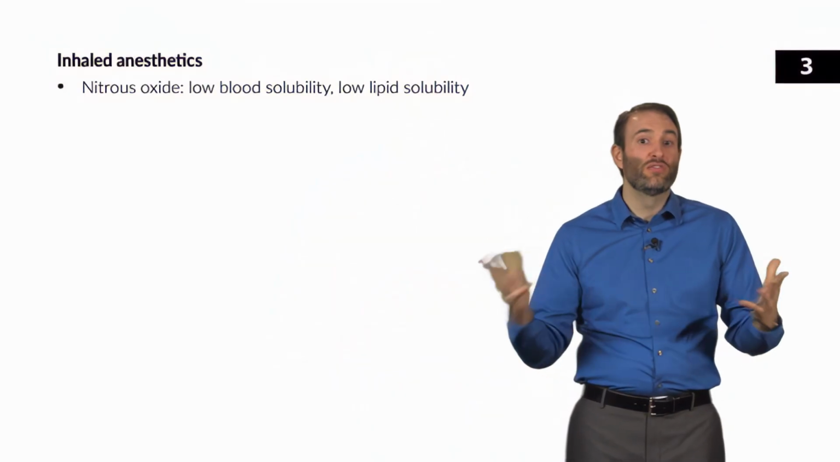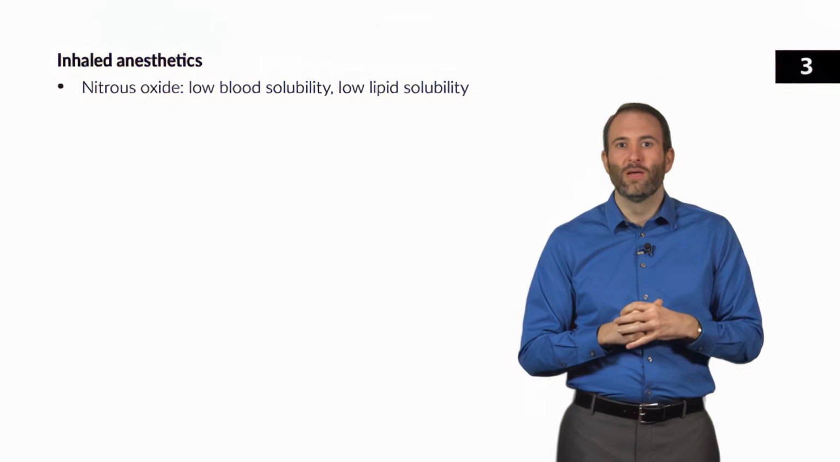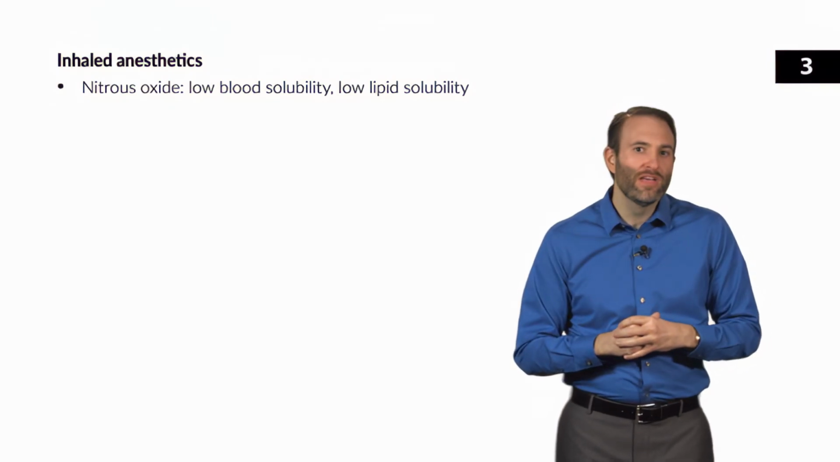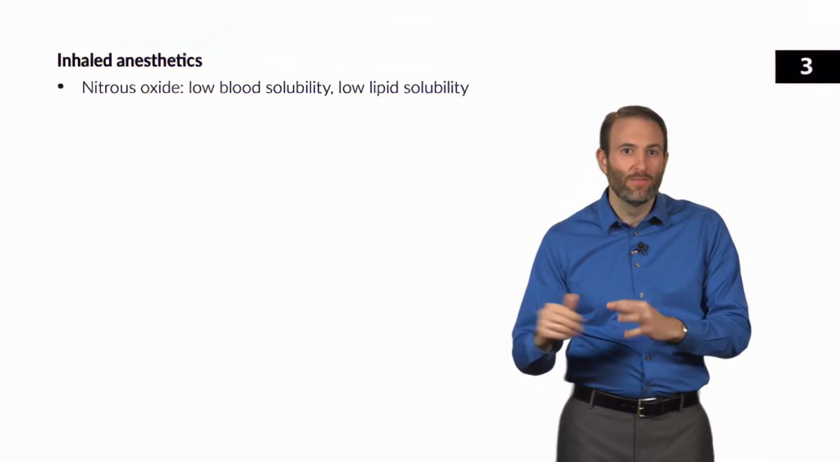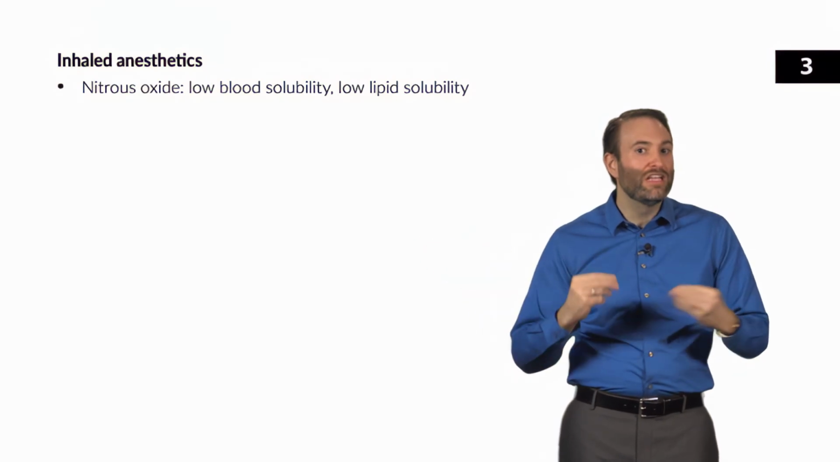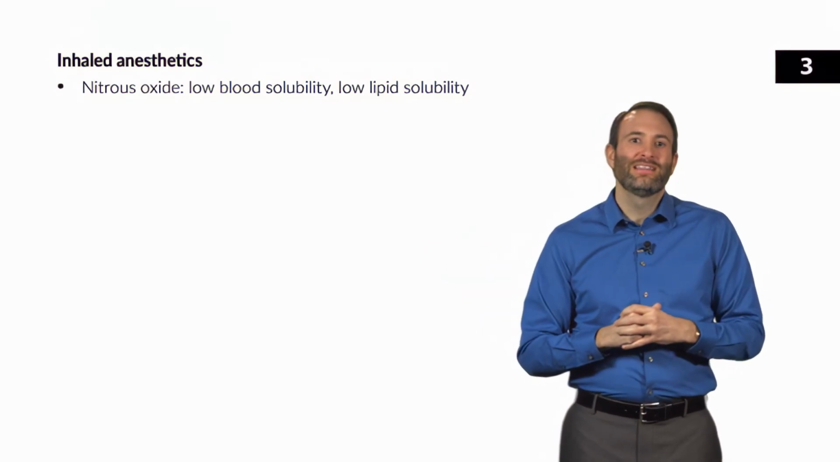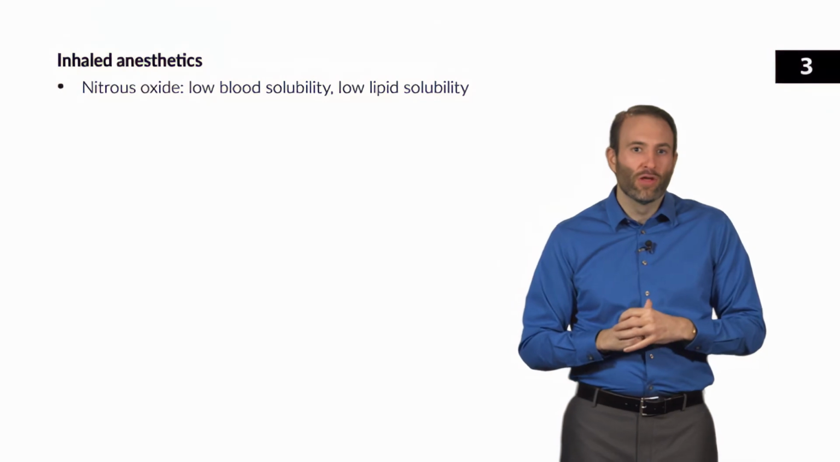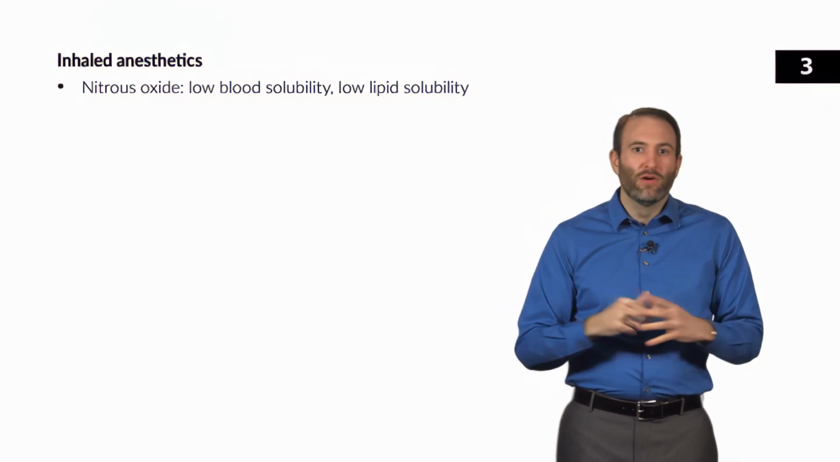So let's go through a few of these in more detail. So first, let's talk about nitrous oxide. It's been used for a long, long time. It enters the brain rapidly because it is very insoluble in the blood. So it has no trouble getting out of the blood and into the brain. Nitrous oxide has a rapid induction and a rapid recovery time. It gets in and out of that brain very quickly.